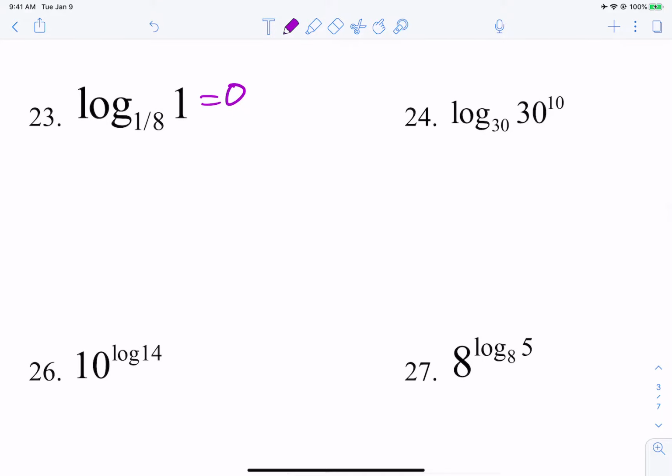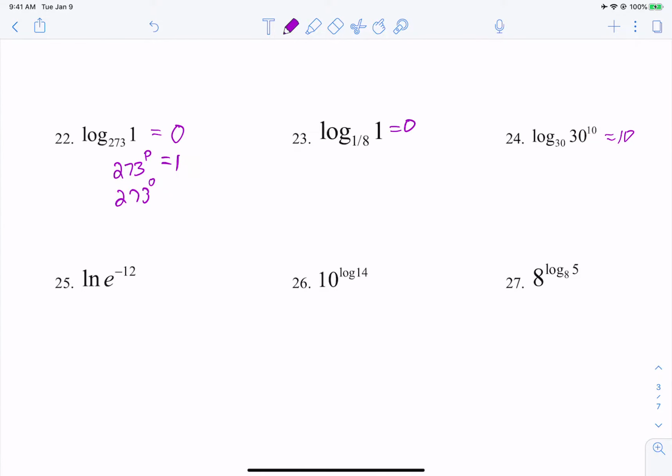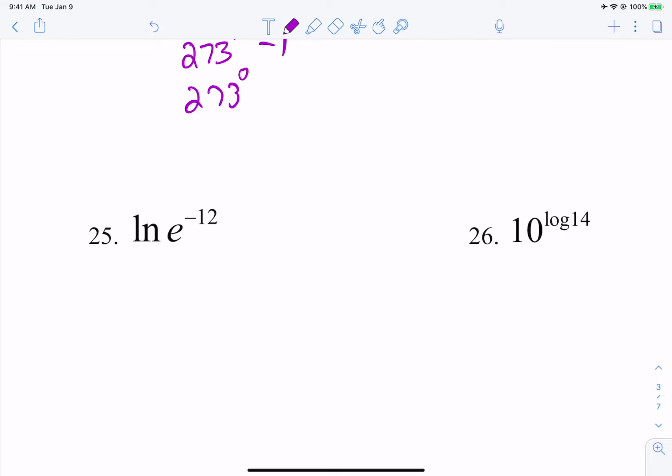24 is our first example we are seeing where these two match, but we have a different power sitting up there. So we're asking ourselves, what power do I put on 30 to get 30 to the 10th? And the answer would be 10. And then finally, 25. That's really what power do I put on an e to get e to the negative 12? It would be negative 12. So those are ways that they cancel out very nicely.